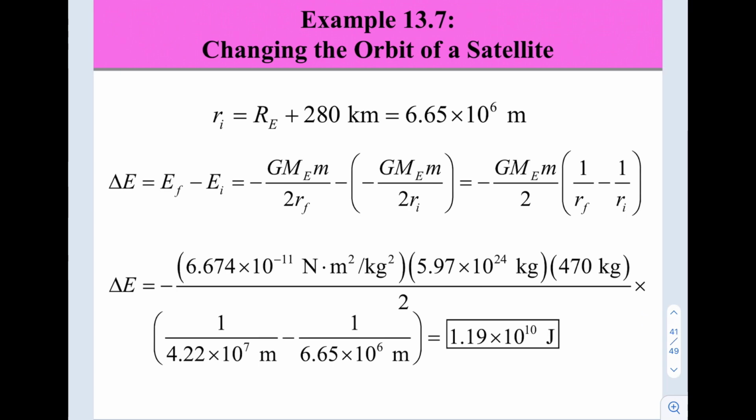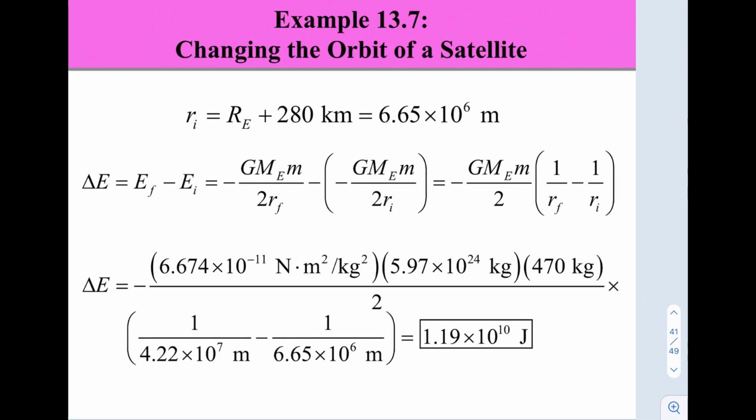Okay, first thing first, R initial must be R of the Earth plus 280 kilometers, because the process starts at the altitude of 280 kilometers above the Earth's surface, which gives us 6.65 times 10 to the power of 6 meter. And delta E is equivalent to E final minus E initial. So substitute the formula of the E just now into this equation. We are going to have this pattern. Substitute the rest of the information. Then we will have our delta E equivalent to 1.19 times 10 to the power of 10 joules.